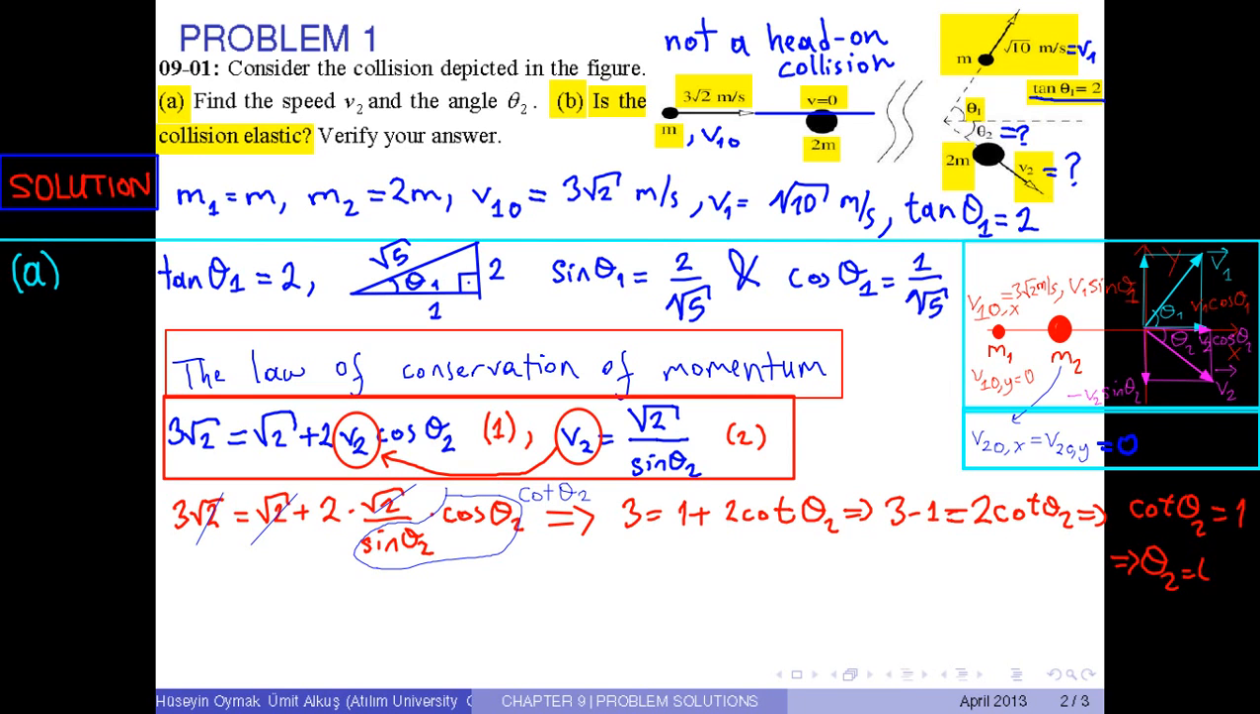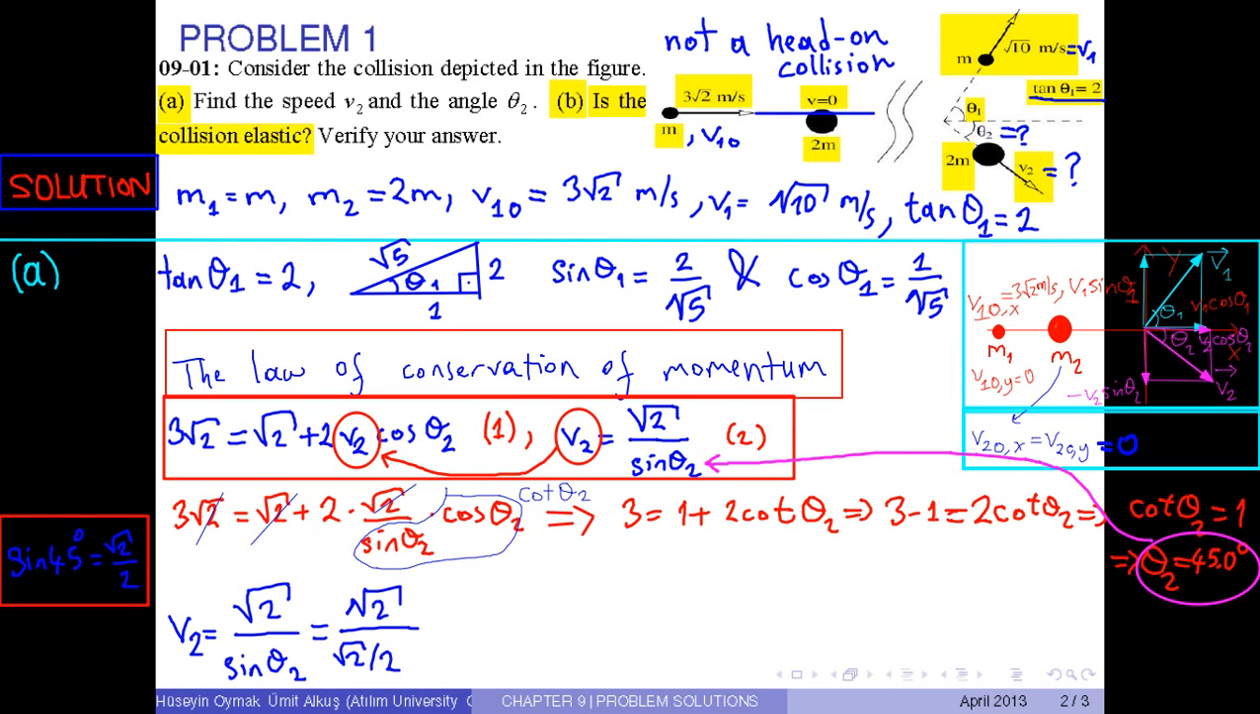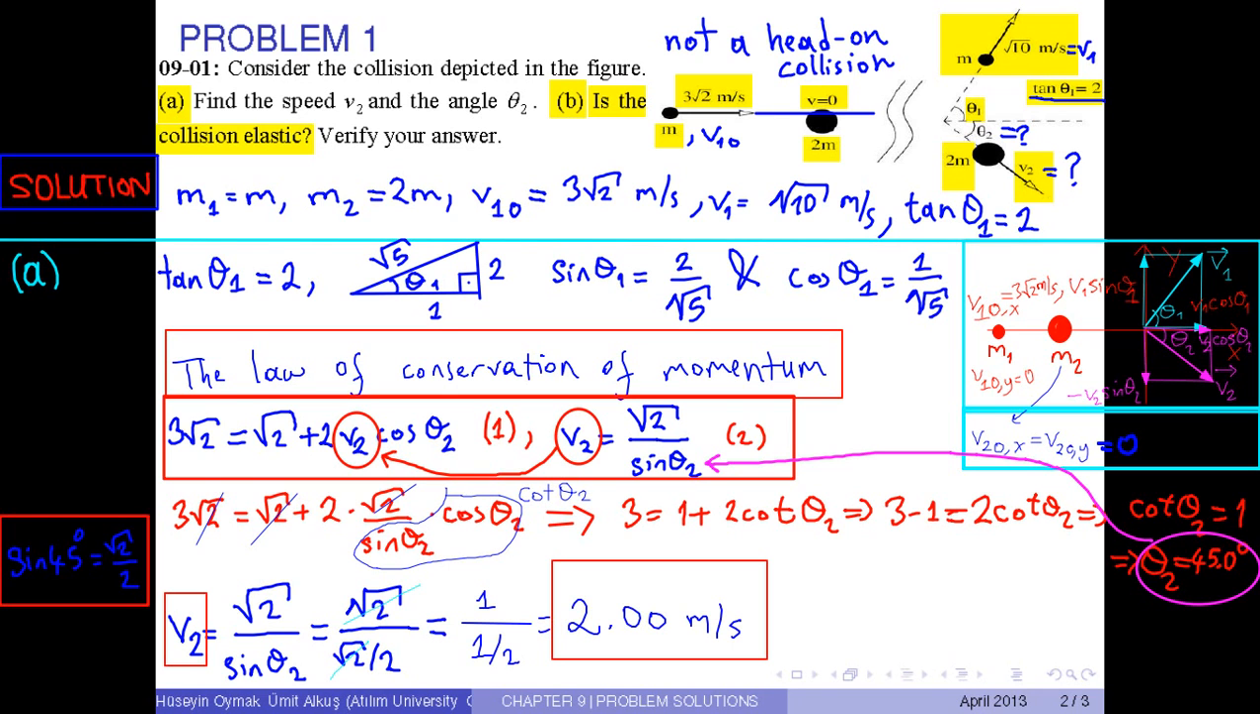Substituting this result into equation 2, that is the equation for v2, we obtain v2 equals square root of 2 over sine 45 degrees. And since it is equal to square root of 2 over 2, we write square root of 2 divided by square root of 2 over 2. Here, square root of 2's are cancelled, and you get 2 meters per second. Alright, this is the end of the discussion of part A.